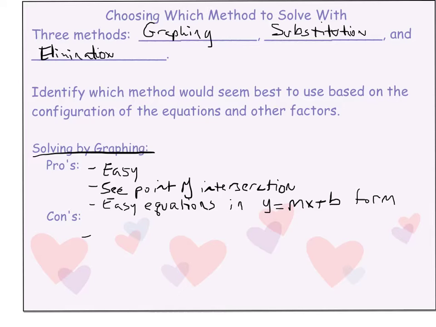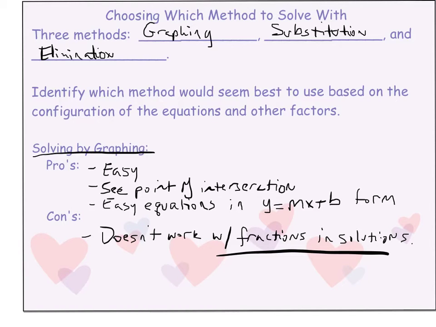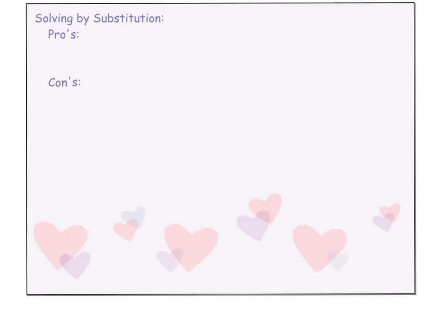It doesn't work if the solutions or the points of intersections are not integers. So if you get fractions in your solutions, we have to use another method in addition to graphing, which takes twice the time. And the bad part about this is you can't predict when you're going to get fractions in solutions. So, solving by graphing is a good starting place, perhaps, but it doesn't usually provide us with a good answer. Now let's talk about solving by substitution.